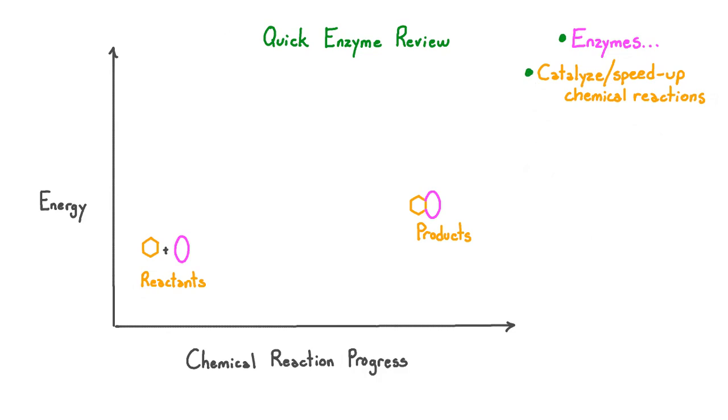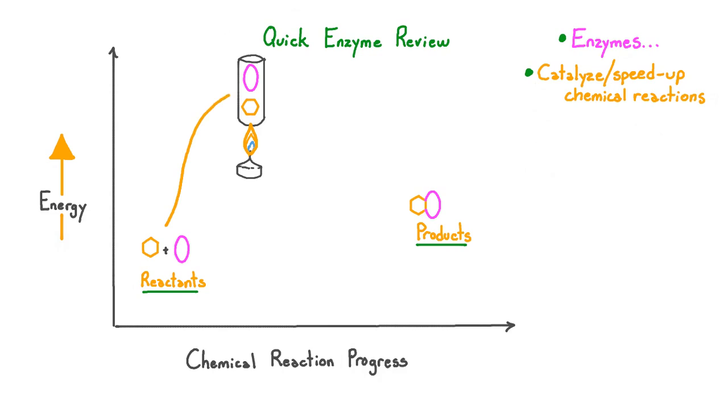Enzymes catalyze or speed up chemical reactions. So to understand them, we need to explain them in the context of chemical reactions. Chemical reactions begin with one or more reactants, which rearrange by breaking and reforming chemical bonds to produce one or more products. Without an enzyme, chemical reactions typically need an input of energy to get started. So here we have the reactants in a test tube being heated with a flame that provides that necessary input of energy to get the reaction going.